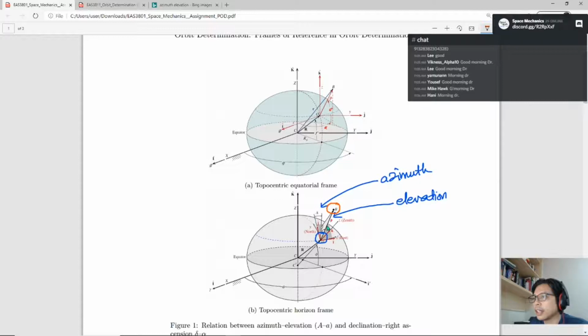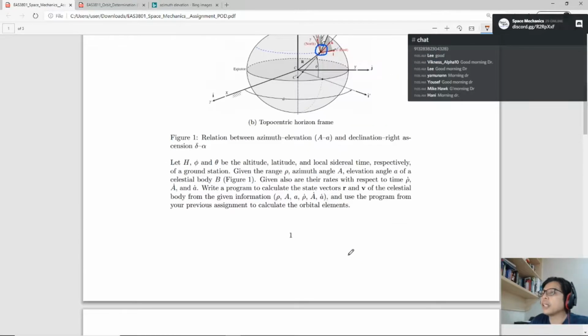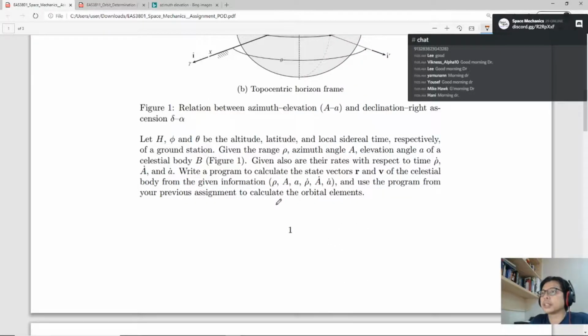Okay, and then that's your two angles. Okay, now, so the problem, let me formalize the problem that I've told you just now. So informally, I would say you see an object in the sky, you know its azimuth and elevation angle, you know their rates, you need to find the orbit elements. But let's formalize that.